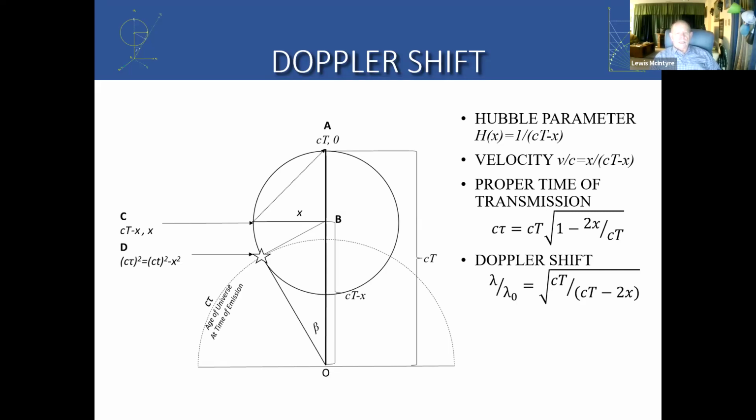Note that an odd thing happens as x tends toward just half the age of the universe as measured on Earth. V over C tends toward 1, the speed of light. The proper time of transmission tends toward 0, and Doppler shift tends toward infinity. Why is that?